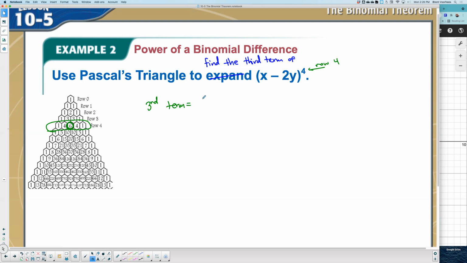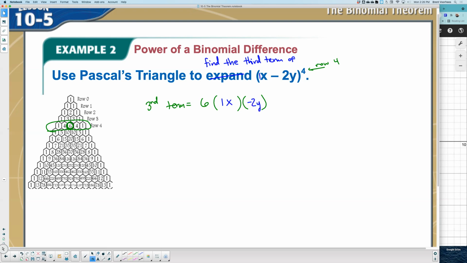The third term would equal 6 times. All right, in this problem, what represents winning is 1x. I'm going to put a 1 this time because in the calculator, I will not put the x, but I'll need a 1. And so I want to put 1x there. And then losing goes next. What's going to represent losing?